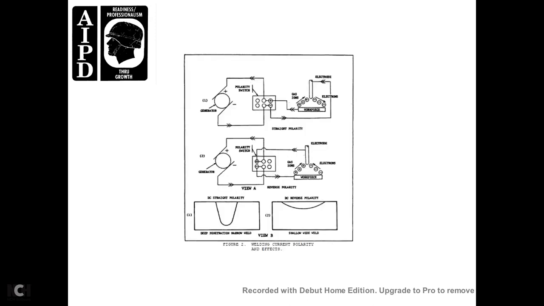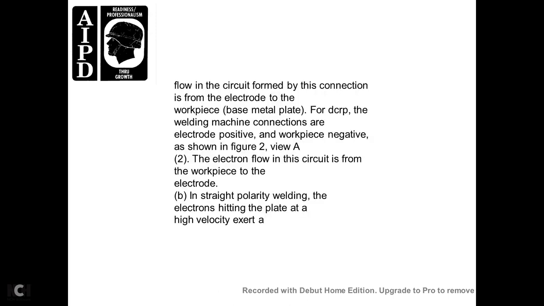Figure 2 shows the current polarity and its effects. Straight polarity gives deep penetration, and reverse polarity gives a shallow, wide weld. Electron flow in the circuit is from the electrode to the workpiece base metal with direct current reverse polarity. The welding machine connects the electrode positive with the workpiece negative, as shown in figure 2, view A, with electron flow.